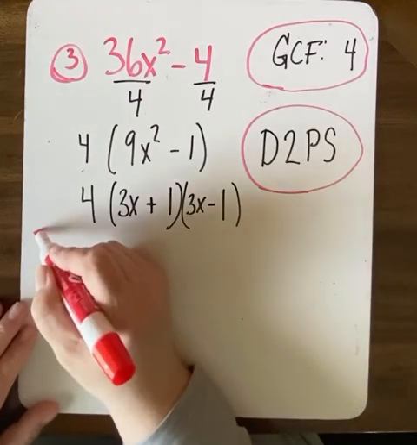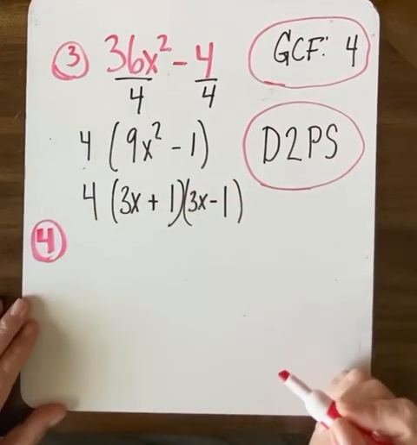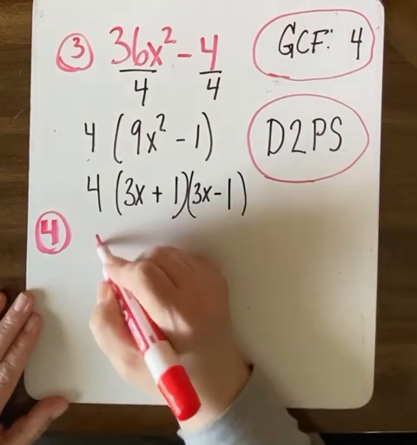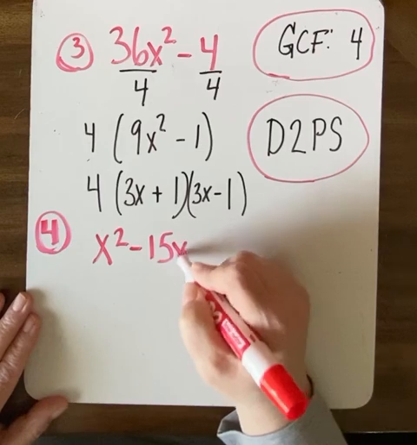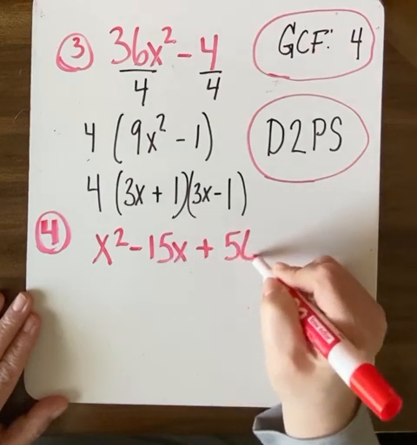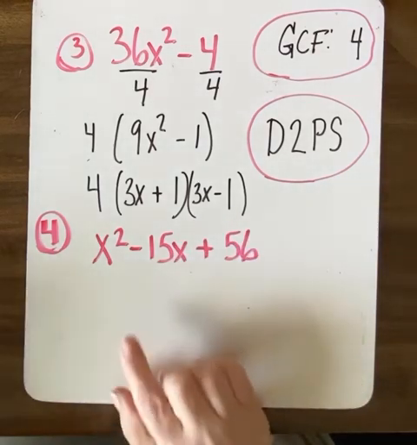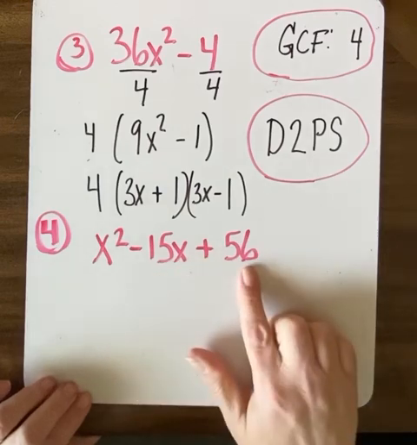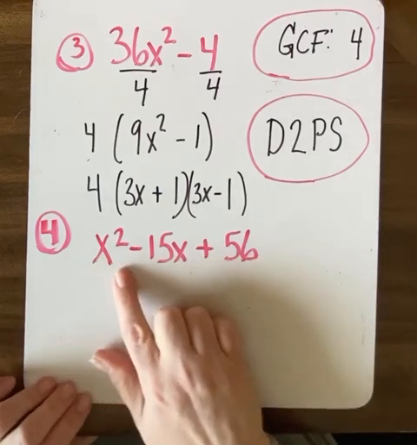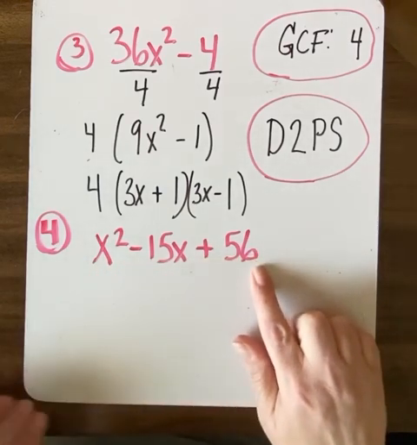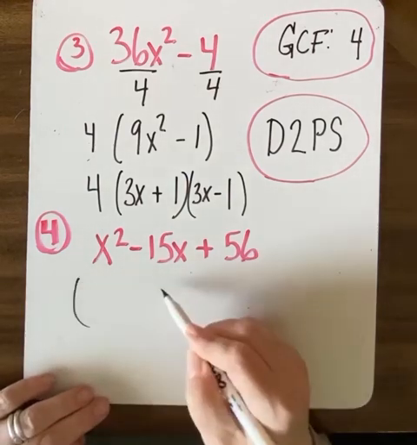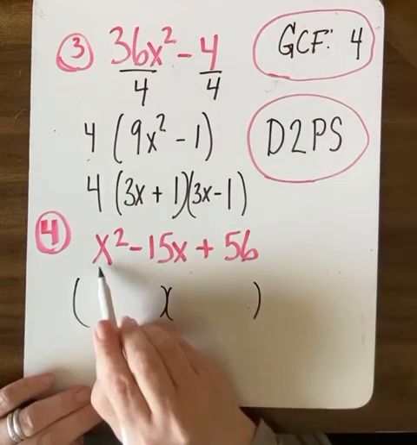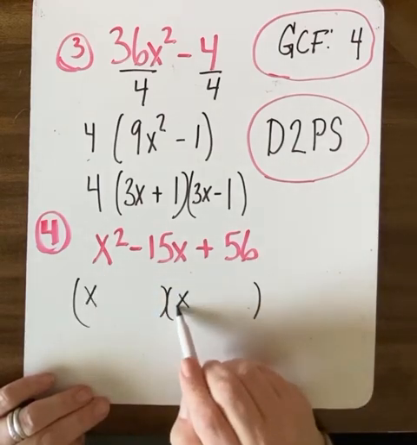Now for problem number 4, I immediately know that it's going to be a little bit different because it is a trinomial. It has 1, 2, 3 terms. I still check to see if there's a GCF, but this one does not have a GCF. But I know a lot about this. I know that x squared must be x times x.